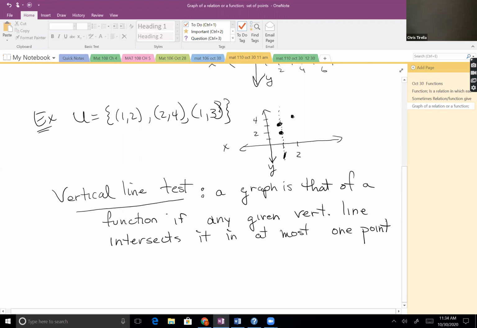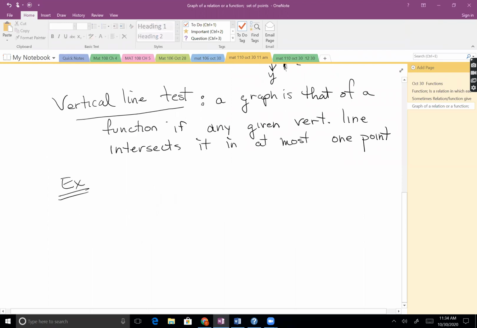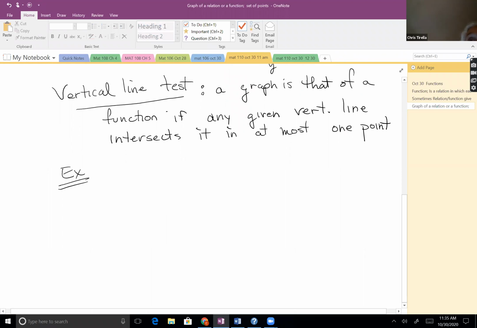And so if I look at that graph that we have here, do you see this vertical line hits it twice? So we could say this fails the vertical line test. And here are some really rough sketches. There are going to be some on the homework, but the sketches aren't quite as rough as mine.